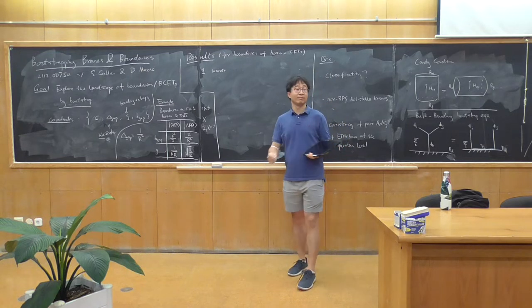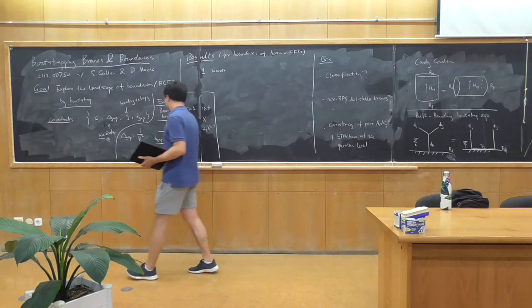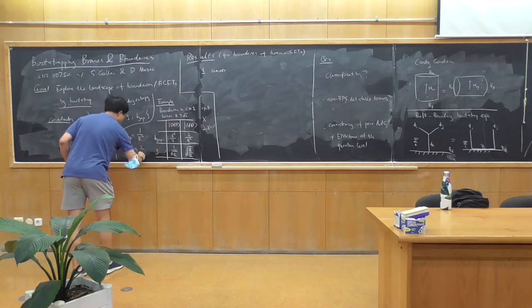Why are the values of g not interchanged by T-duality? T-duality is, in my normalization, R to 2 over R. Okay. Yeah.